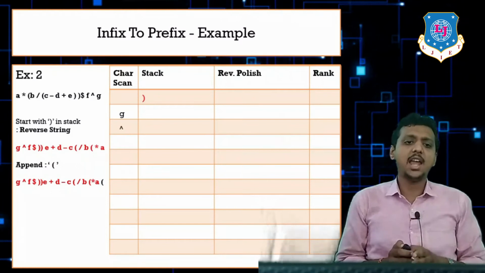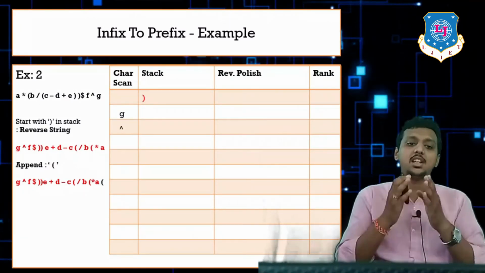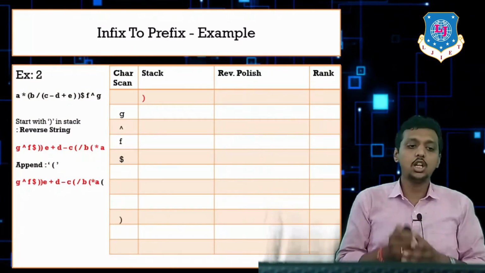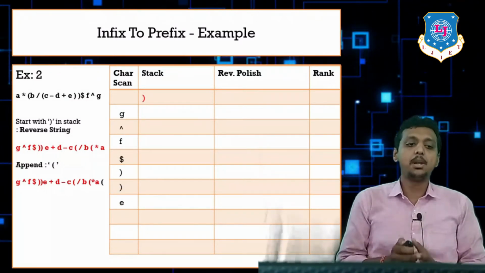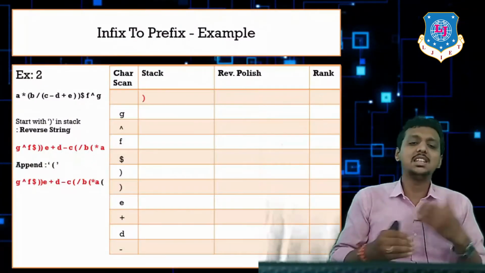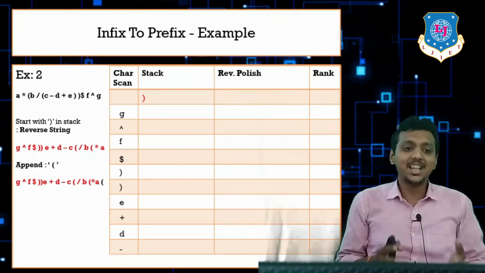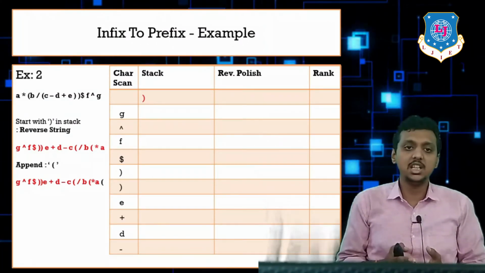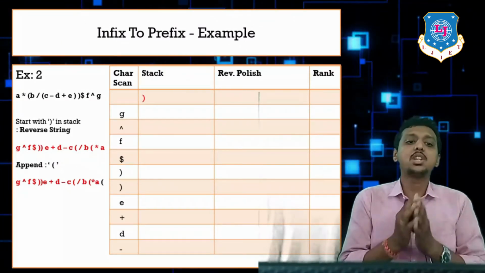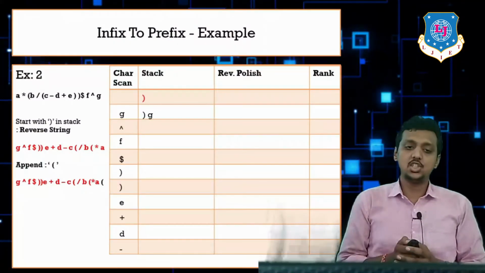But I do not want to make any mistake. That's why I'm writing each and every infix character in a column first. So it's G, caret, F, dollar, closing, E, plus, D, minus. Okay. The next characters we'll see in the next slide, but start with the first G over here. G is a character. So what happens with A, B, C, D? They have a higher precedence in the character scan column. Obviously, do not forget to push inside the stack. So just push G inside the stack. So here it is, closing and G.